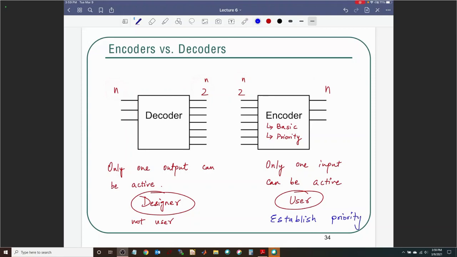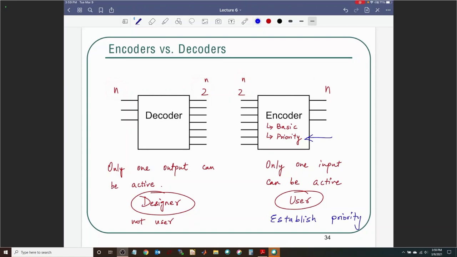That's the reason why we need a priority encoder as opposed to a basic encoder. For a basic encoder, we assume that everything is ideal. The user is making sure 100% that only one input is active. But a priority encoder gives you a little bit of room by making one input more preferable than the other input. We'll talk about all those variations.